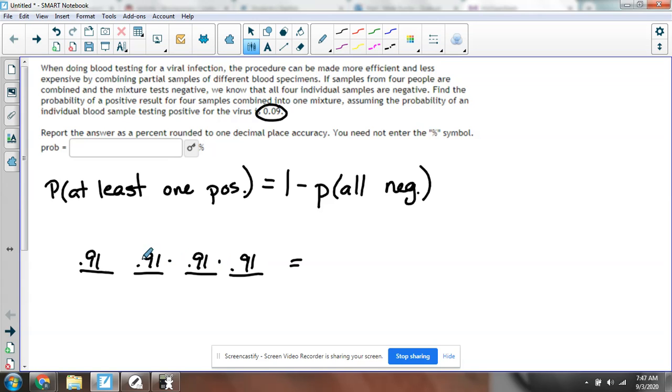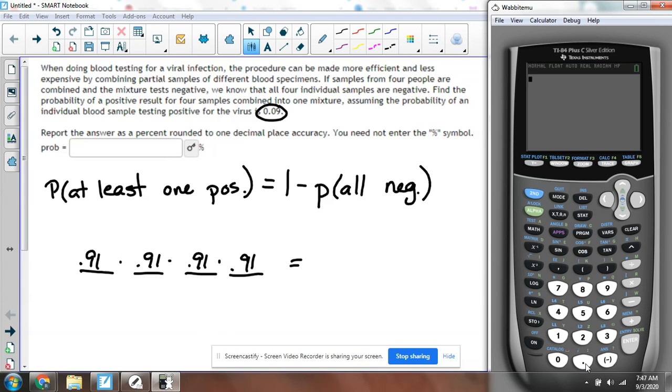And we're just going to multiply these together to get the probability that all of them are negative. So we'll do 0.91 to the 4th power, or you can do times 4 times. So we get 0.6857. Okay, that's the probability that every single sample in the group is negative. I want to know the complement of that, so I'm going to do 1 minus that number. So the probability of at least one positive sample is going to be 0.3142 or 31.4%.